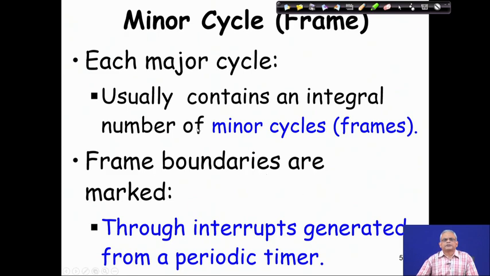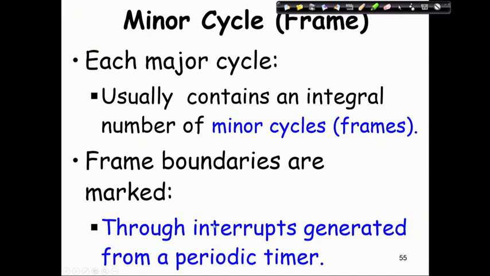So, we can assume that in a typical application, we will have the minor cycles or frames squarely dividing the major cycle, and the frame boundaries are marked by the interrupts generated by the periodic timer.